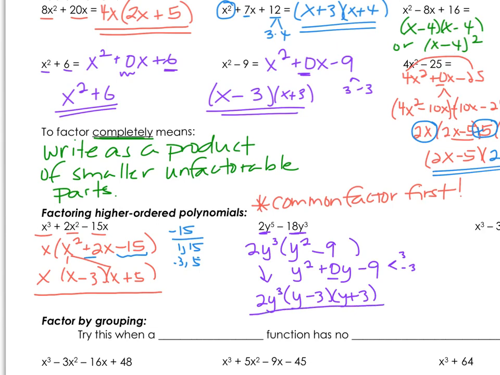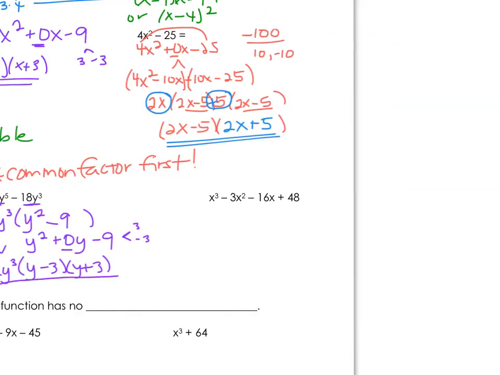That is factored form. Our last example in this row, x cubed minus 3x squared minus 16x plus 48. Notice it's in standard form, so we've got that. But when I look at my 4 terms, there's actually no common factor.